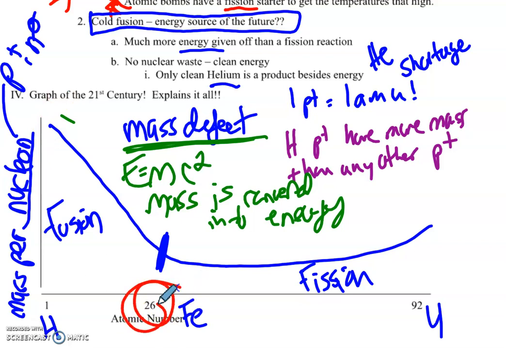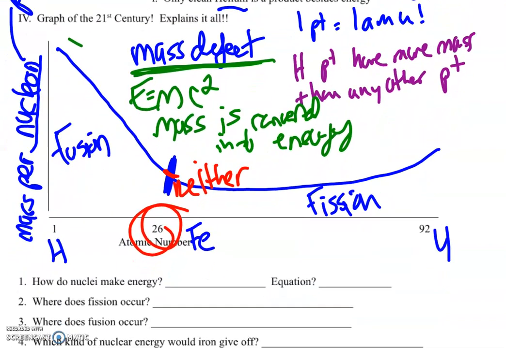What about at iron? At iron, actually, it can't undergo fusion. It can't undergo fission. Iron won't do anything. It's at this kind of bottom of the energy well. So iron will not fuse. It will not undergo fission. It is stuck there. We'll go over this again in class too. It's a little bit more complicated than some of the other topics we've tackled.